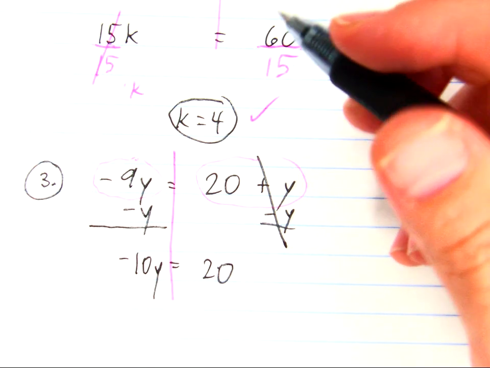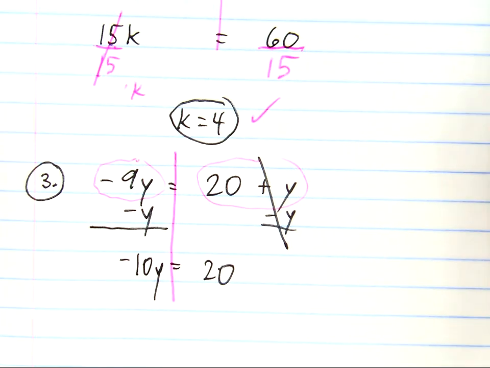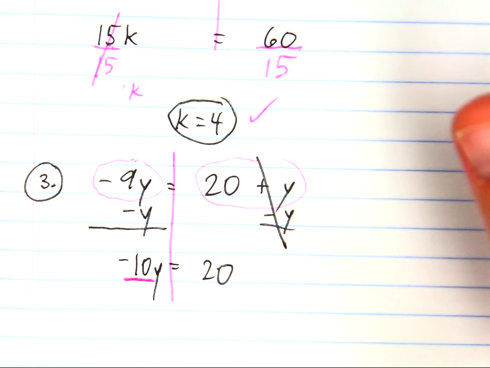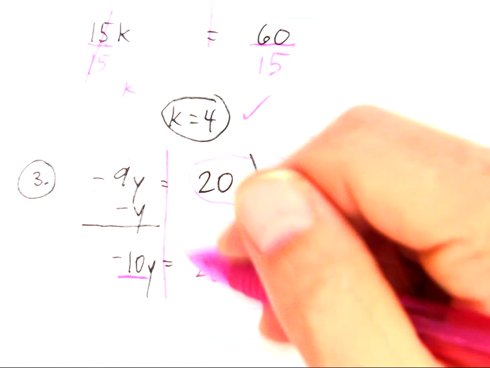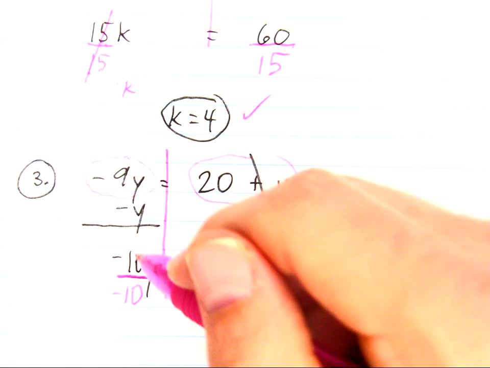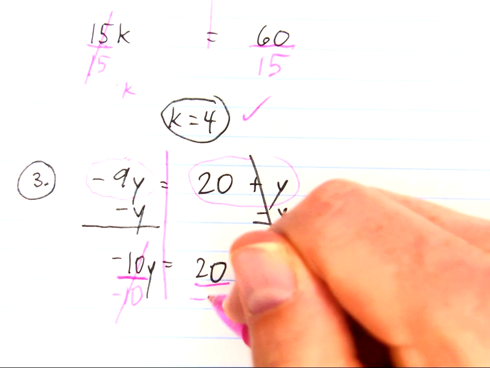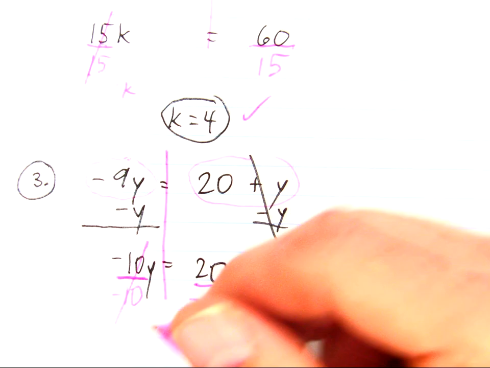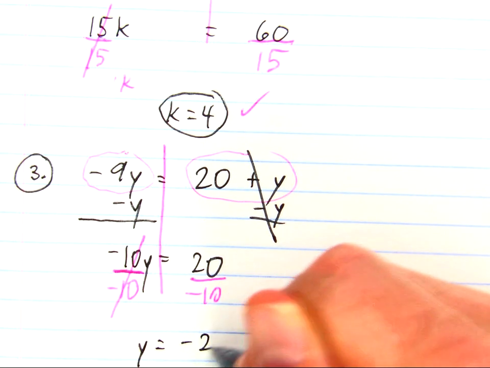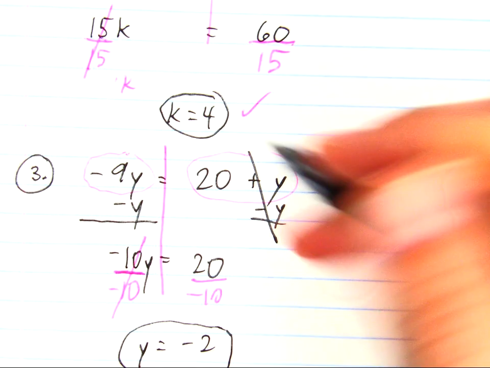When you have gotten to the point of having one step left, or a one-step equation, that means it's time to solve. So to solve for y here, you're going to divide by the same exact number in front of the y. That makes 1. What you do here must be done there. So y is equal to -2.